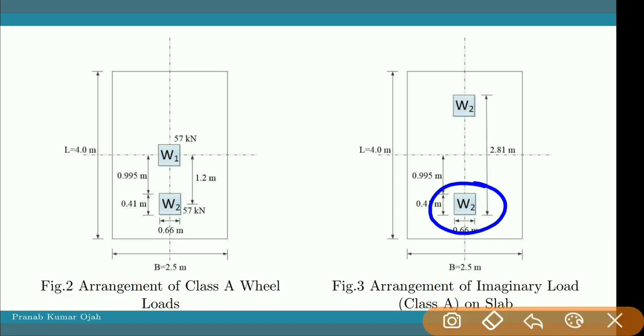I will apply another imaginary wheel load W2 in the slab panel, so that both W2 are equidistant from the CG line. That means after application of this 2W2 load in the slab panel, the load system has become symmetrical.